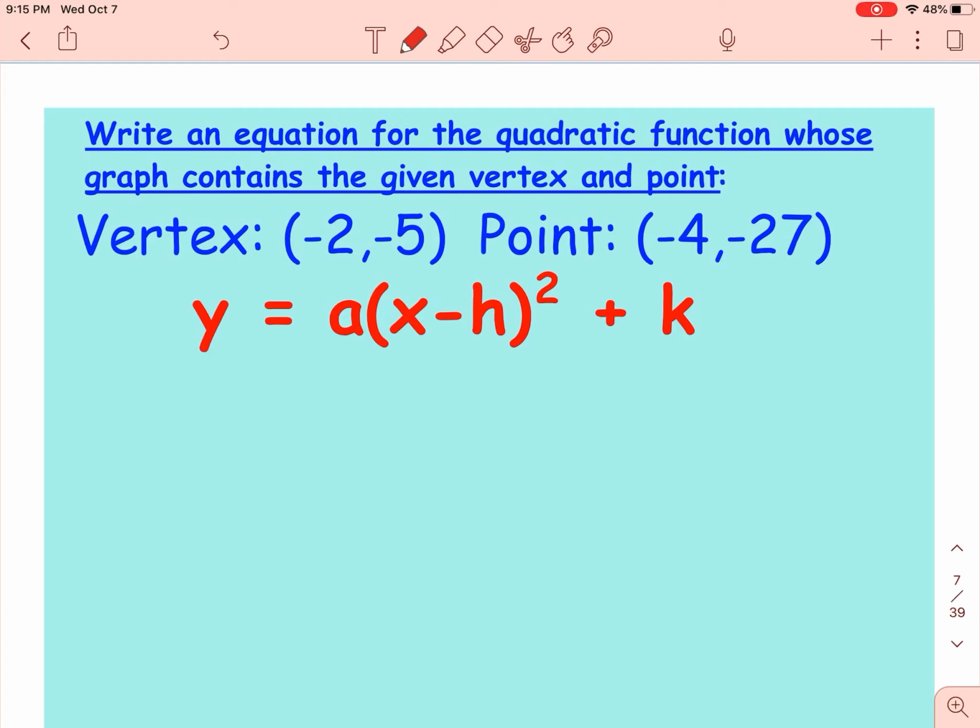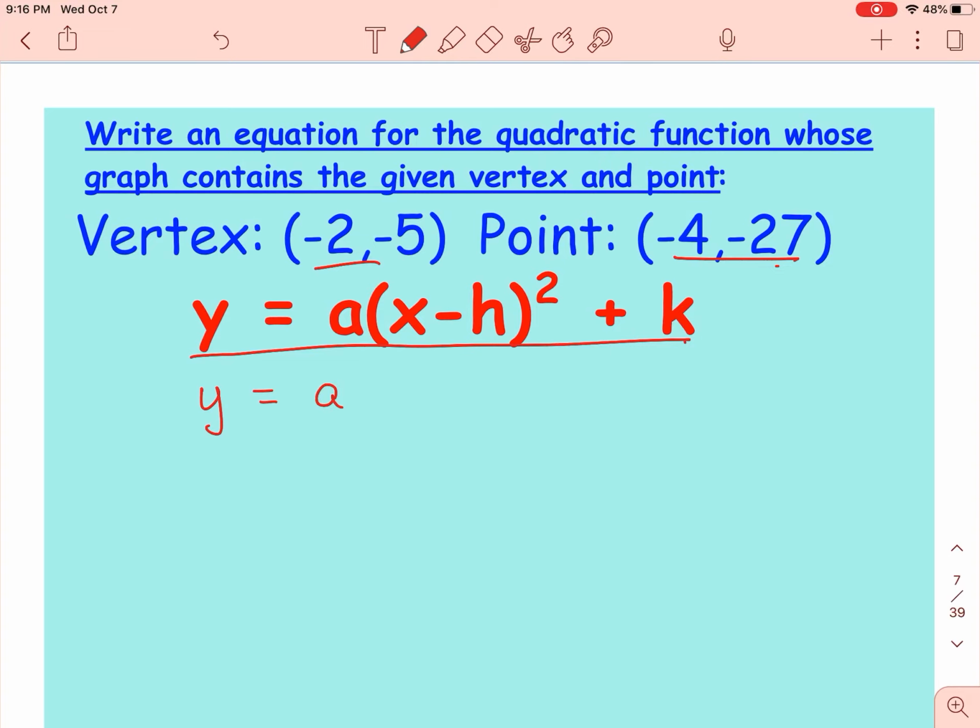Now here's another key problem that you have to know how to do. Write an equation for the quadratic function whose graph contains the given vertex and point. Since they gave you the vertex and a point, I'm going to use vertex form. I'll do it in 2 steps, but you can really do this in 1.